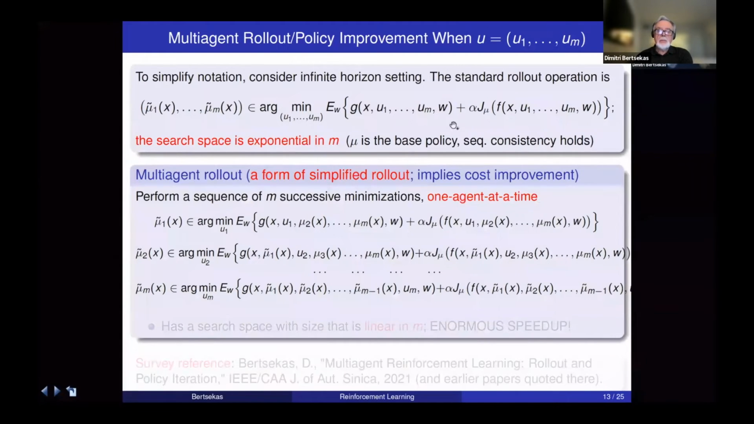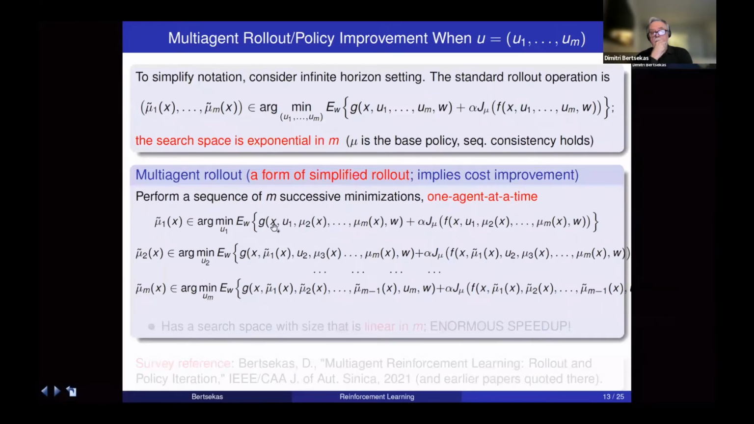What comes to mind is simplified rollout, where instead we simplify this minimization. And one form of simplified rollout is this multi-agent rollout methodology that I'm going to discuss now. Remember that simplified rollout under sequential consistency implies cost improvement. So I'm going to claim cost improvement at the end of the day. Now, how does this simplified rollout work? Well, instead of doing minimization over the joint decisions of all the agents taken together, we do minimization one agent at a time, with intermediate communication of the controls chosen between the agents.